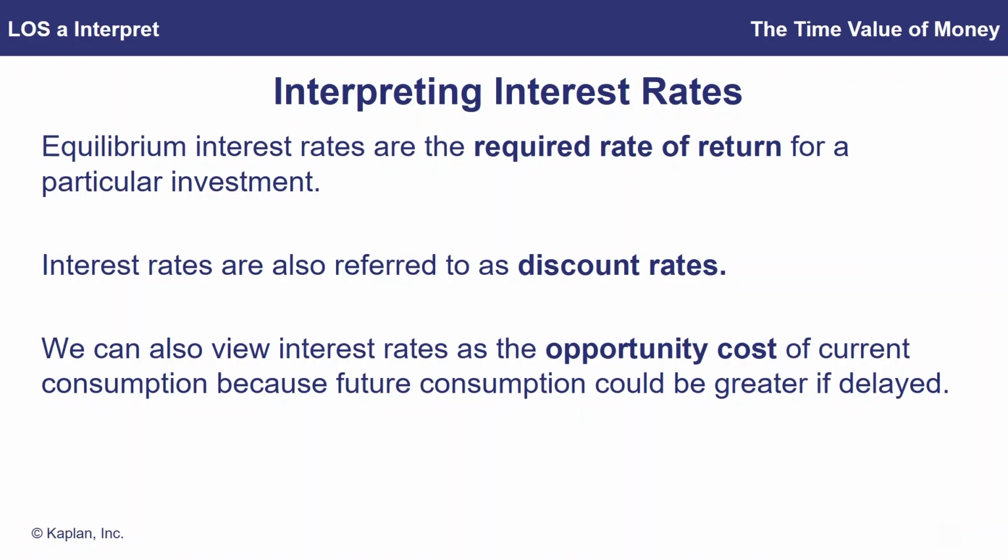Let's start with that phrase, equilibrium interest rates. Well, what that means is the interest rate at which the demand and supply of money match. So the required rate of return, therefore, is the interest rate at which lenders can borrow and investors or savers are willing to lend. Our second bullet point talks about interest rates as a discount rate.